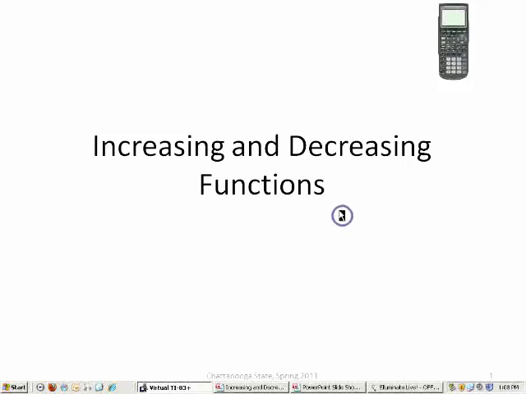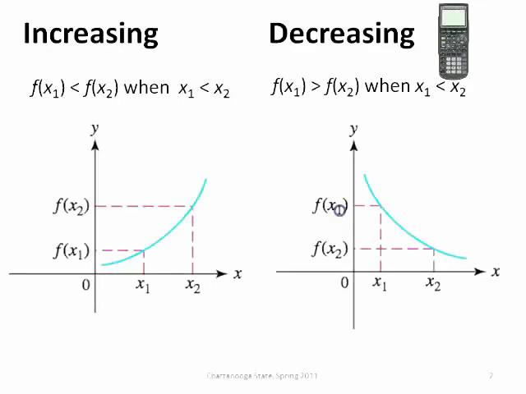Increasing and decreasing functions. We talk about graphs being an increasing graph or a decreasing graph based on the direction the graph is going. When you consider two x values, where the first x value is less than the second x value, if a graph is increasing, then the first y value would be smaller than the second y value. As your x's increase, your y's also increase. That's what it means for a graph to be increasing.